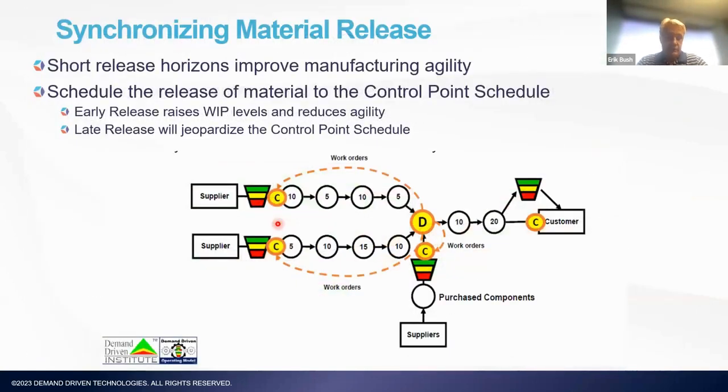Now, the final stage, we've talked about drums and buffers, and we've looked at the different buffering from the standpoint of stock, time, and capacity, is the rope dimension. How do we synchronize our material release? The shorter we keep our release horizons, the more we increase our agility, because any new orders that drop in outside that shortened release horizon give us the ability to include them in our schedule without disrupting a frozen schedule that we were kind of locked into.